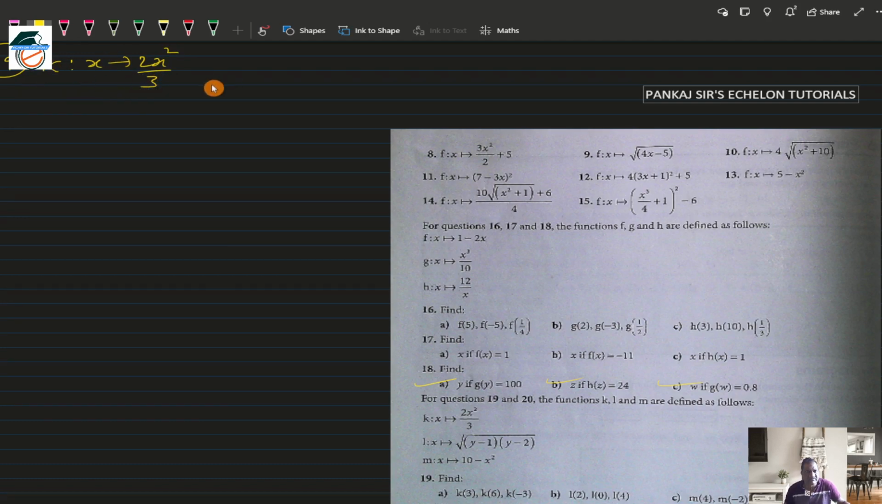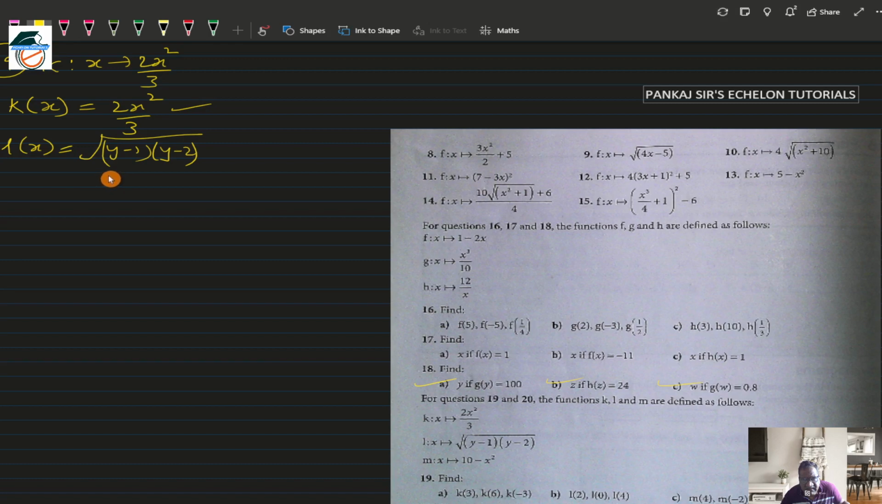This way you can denote a function, and the other way of denoting the same function is K of x is equal to 2x square upon 3. I'm going to follow this method. So K of x is given to you, and similarly L of x is also given, as far as I can read it out properly, the square root of y minus 1 times y minus 2.